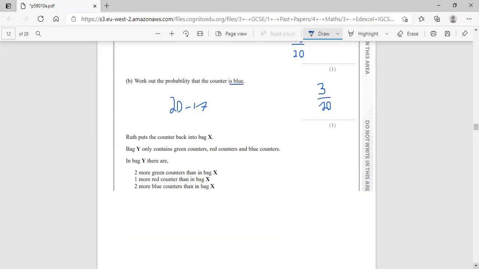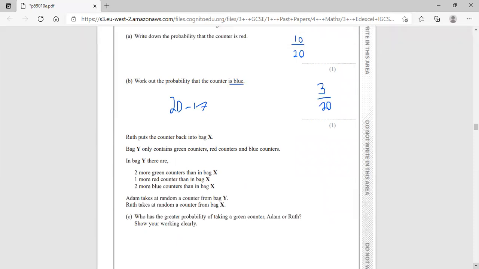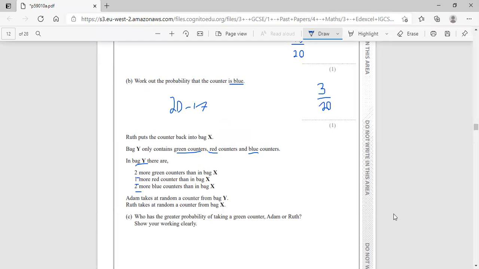Okay, Ruth puts the counters back into bag X. So she took one out, she's put the counter back in. Bag Y only contains green counters, red counters, and blue. In bag Y, there are 2 more green counters than in bag X. There's 1 more red counter and 2 more blue counters than in bag X. Okay, so Adam takes at random a counter from bag Y. Ruth takes a random counter from bag X. Who has greater probability of taking a green counter, Adam or Ruth?